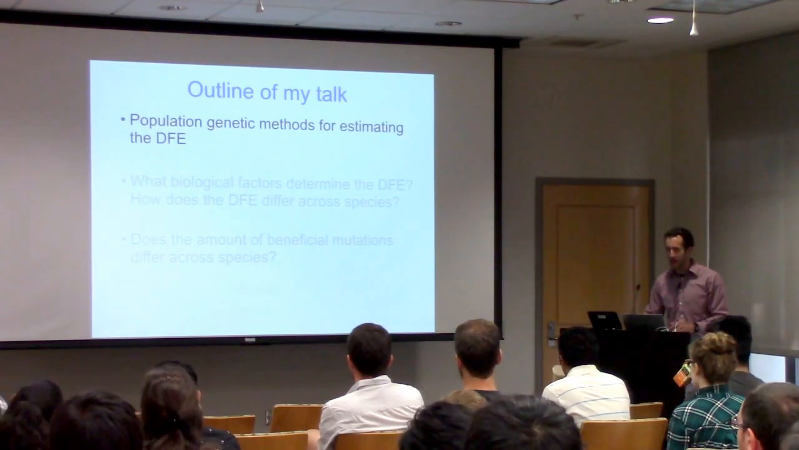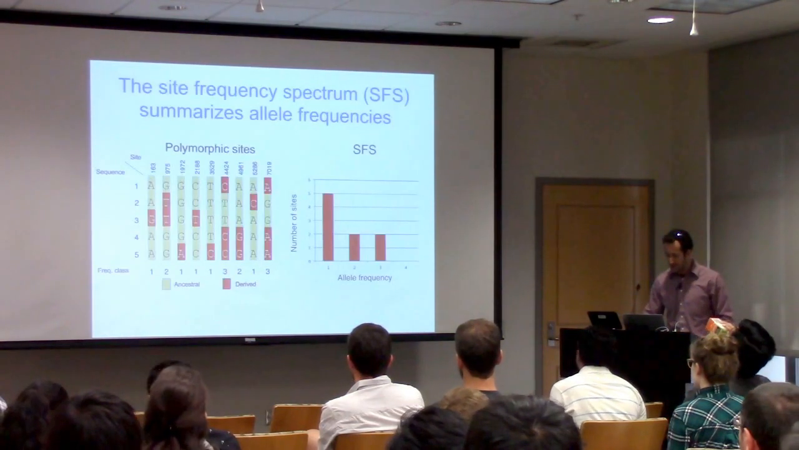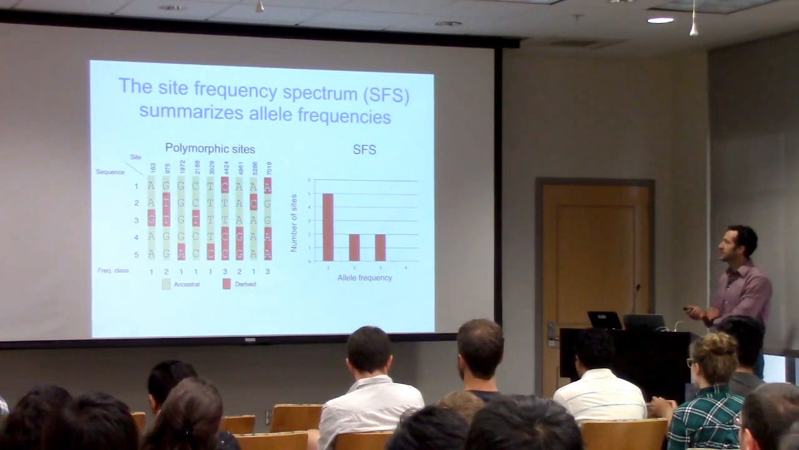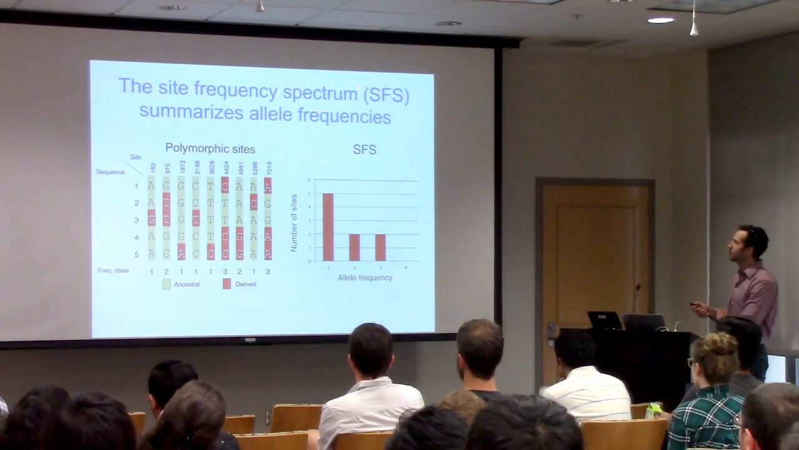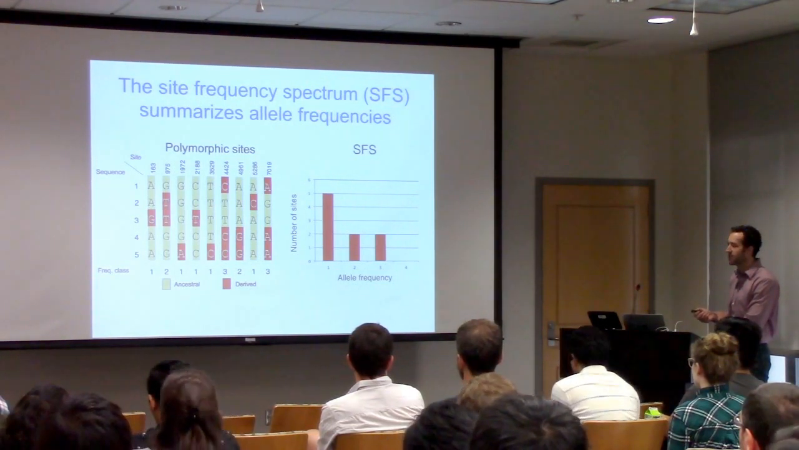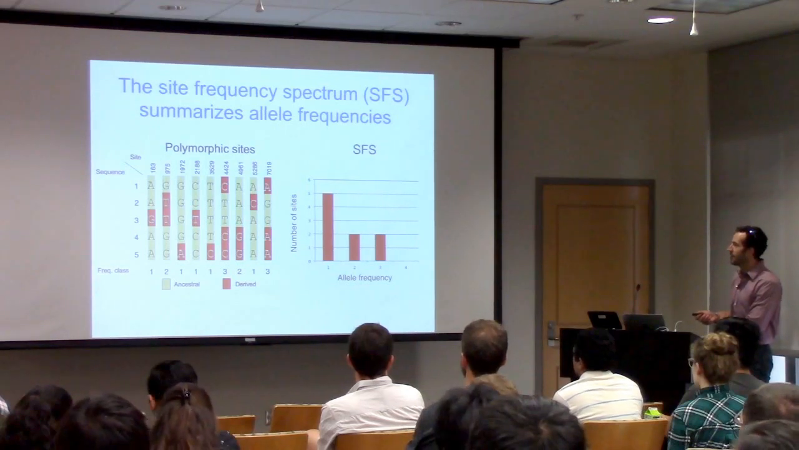So to get started, I'll give you a bit of an overview of some of the ways that we could estimate the distribution of fitness effects from genetic variation data. The approach we're going to use starts with something called the site frequency spectrum, or SFS. This is really crucial to everything I'll be talking about, so I'll spend a few minutes introducing it.